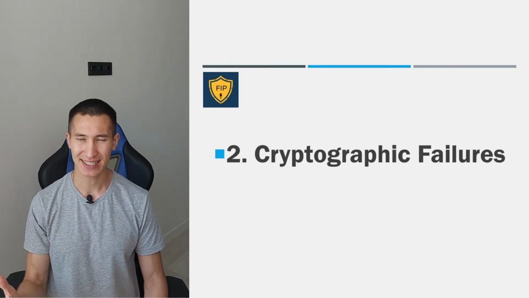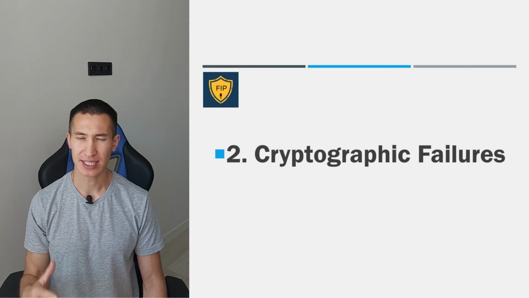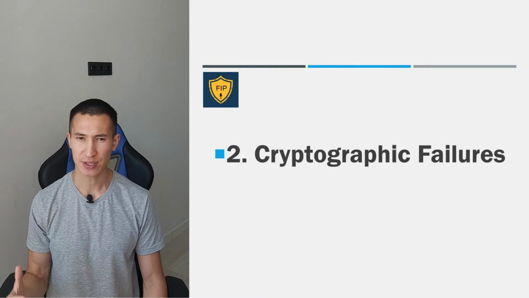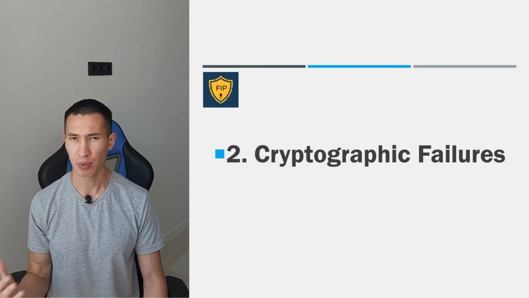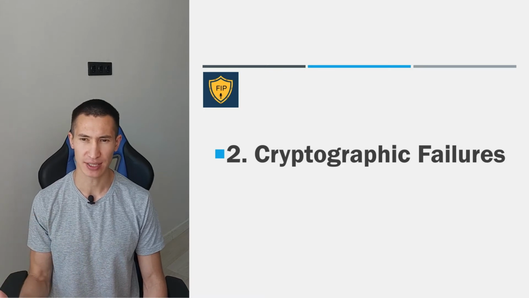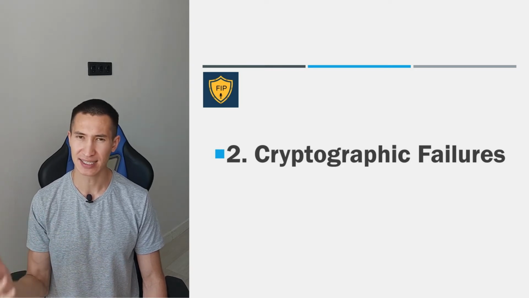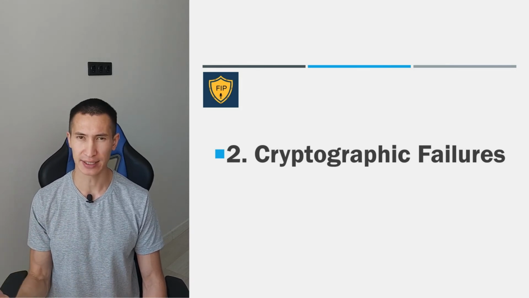The second on the list is cryptographic failures. Lack of cryptography leads to exposure of sensitive data. For instance, passwords, information about payments, health records, personal information, business secrets, etc. That, in turn, leads to violations of general data protection regulations or financial data protection such as PCI DSS, also known as PCI Data Security Standard.